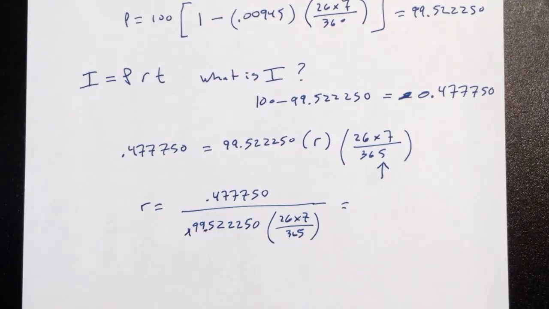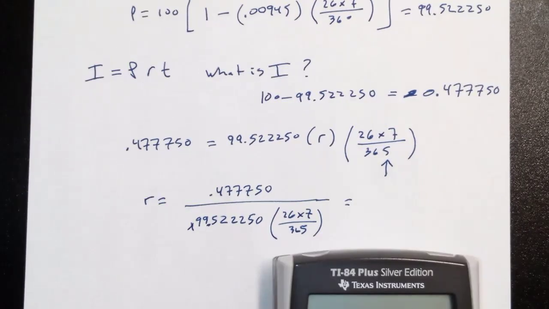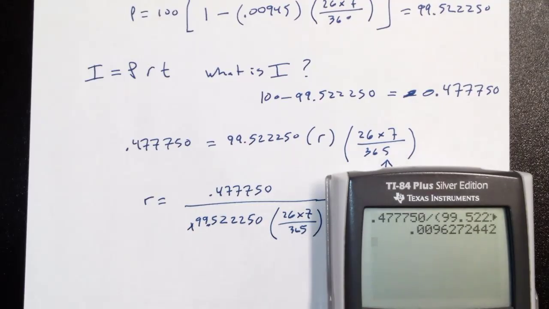What do you get when you do this calculation? Give me one more decimal place, you would call it a 3, right? So that's 0.963%.